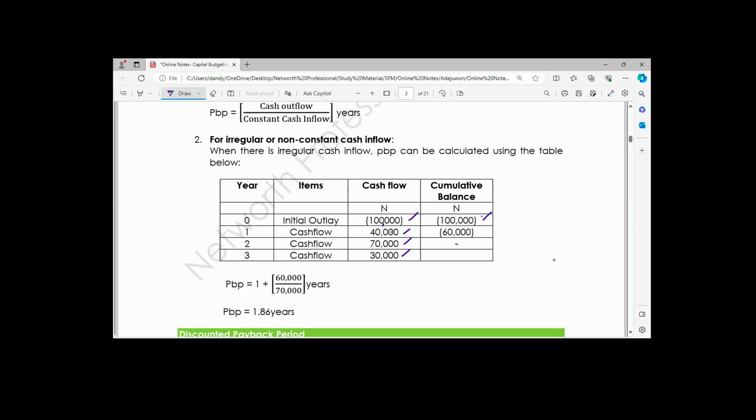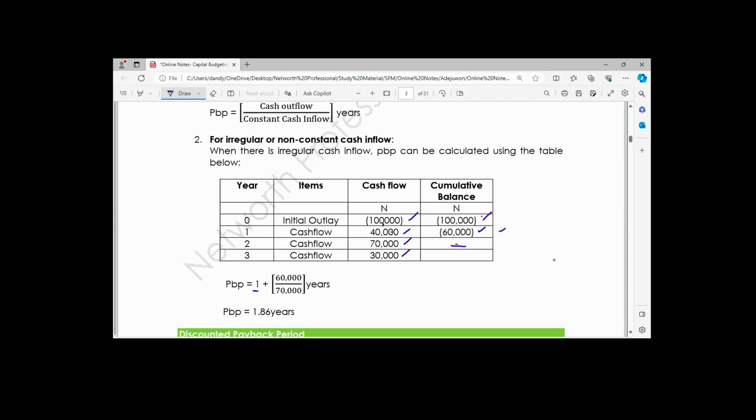100,000 minus 40,000 naira will give me 60,000. The next cash inflow is 70,000. Where you get to a point whereby the outstanding balance is lower than the next cash inflow, you put a dash and calculate your payback period. Therefore, you need to ask yourself, how many years have you recovered? You've only recovered for 1 year, and that's why you are seeing one there.